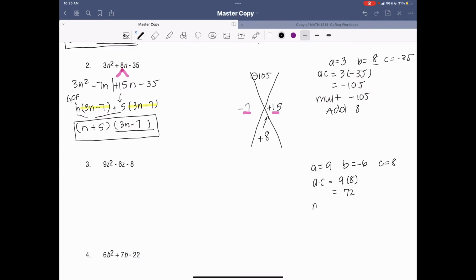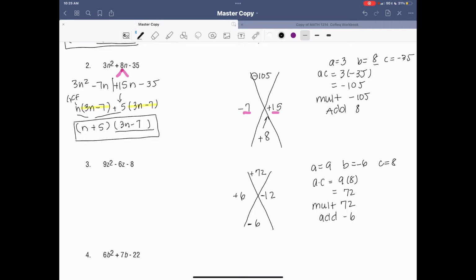So I need to multiply to find 72, and I need to add to find b, which is negative 6. Set up our organizer. So I'm looking at 72, which is positive, and negative 6. The two numbers that multiply to give me 72 but add up to negative 6 are going to be 6 and 12. Now, because this is negative, the larger number will be negative, and this will be positive.